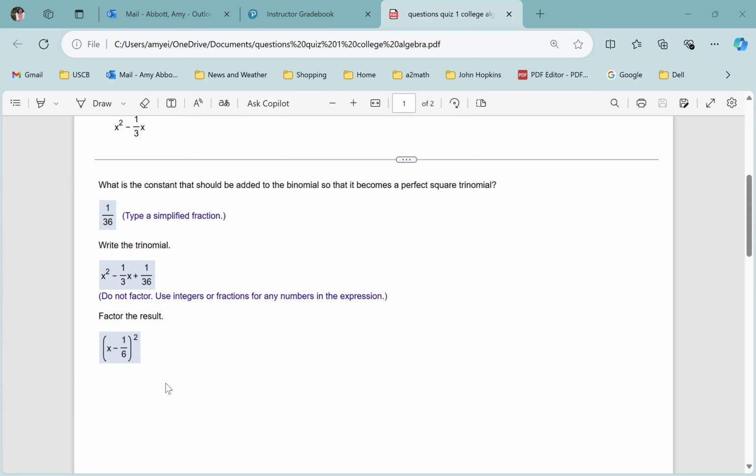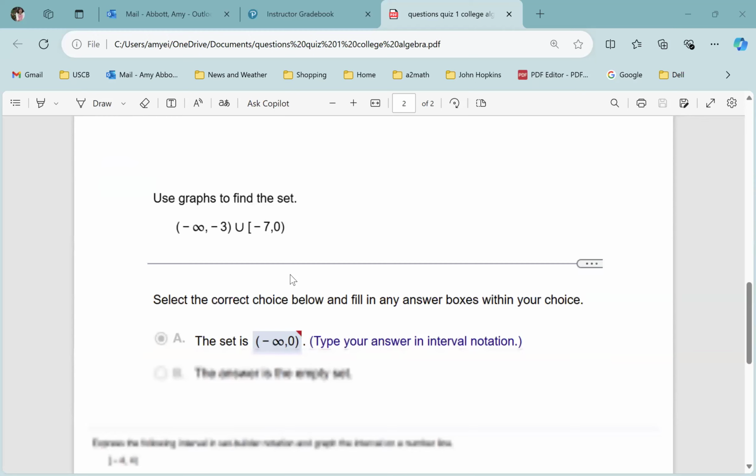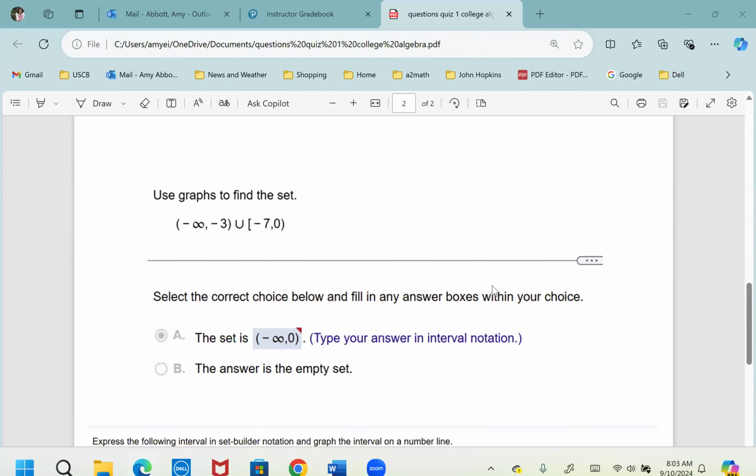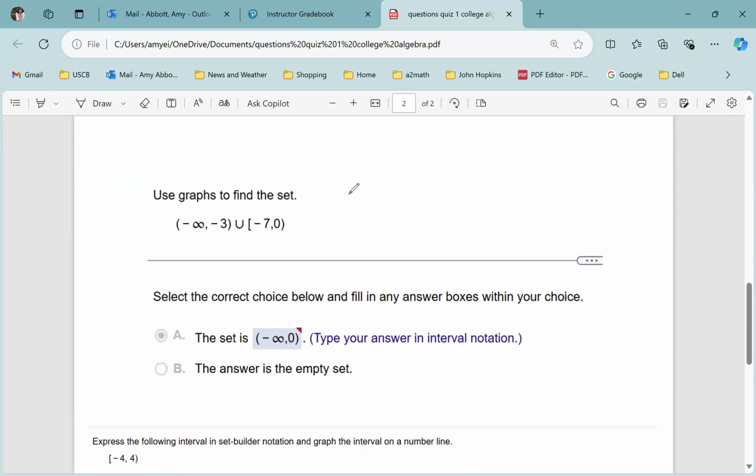All right, on the next one we got, ooh, let me go back. All right, I don't know if you saw what just happened. So it wants you to use those to find what set it is.